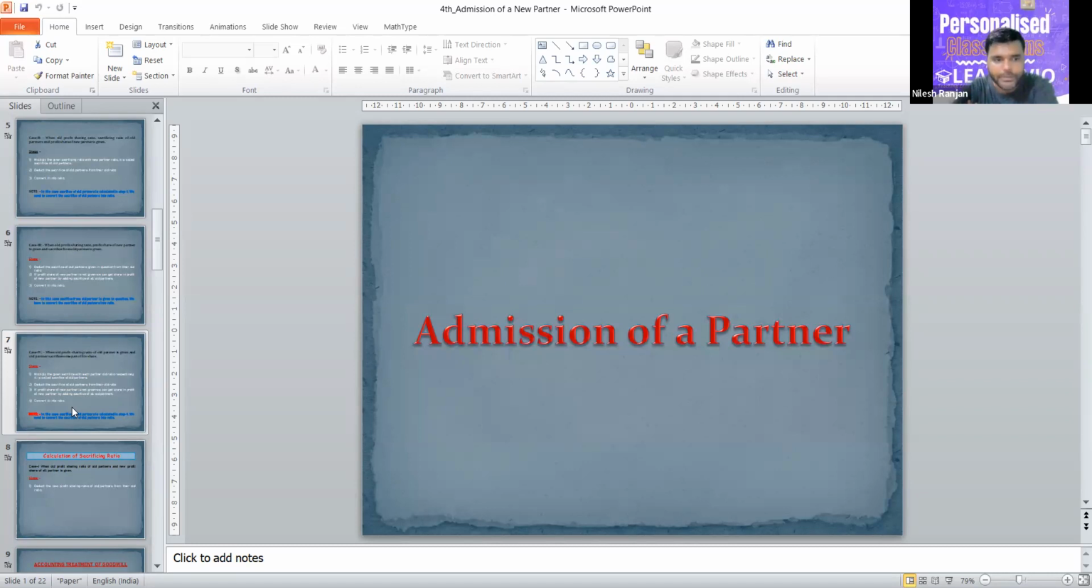So in the first case, we pass the journal entry and we prepare revaluation account, and we also show our assets and liabilities at new value. And in the second case, we don't have to show our assets and liabilities at new value. That's why we show our assets and liabilities at their old value. And we prepare memorandum revaluation.